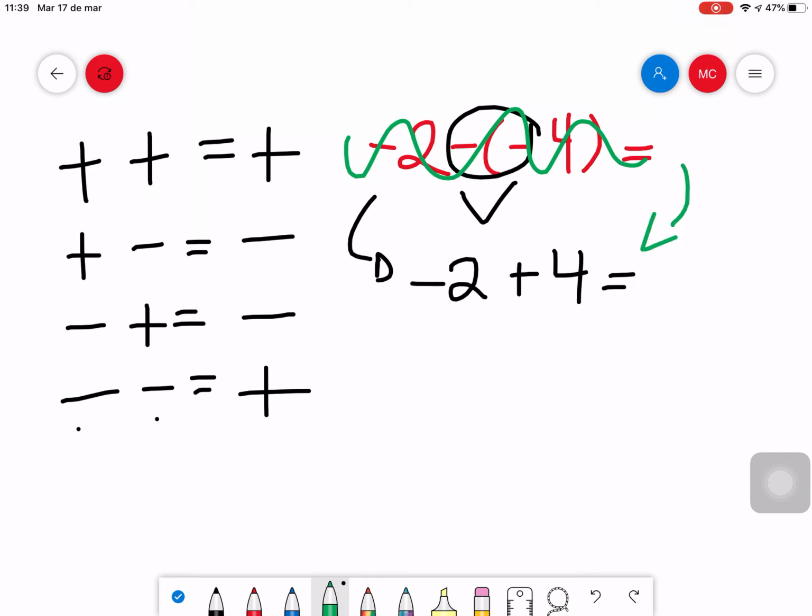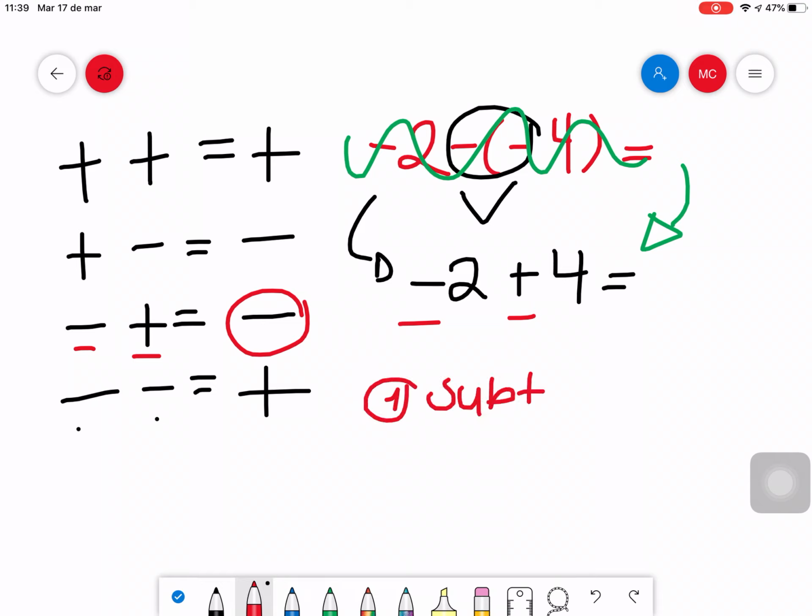Now this is my operation, and the first time that I use the signs is to decide the operation that I'm gonna do, and I say negative and positive gives me negative. That means I'm gonna subtract. Okay, that was the first time I use the signs to decide the operation. It's a subtraction, right? Because negative and positive gives me negative. That's fine. Now 4 minus 2 is 2.